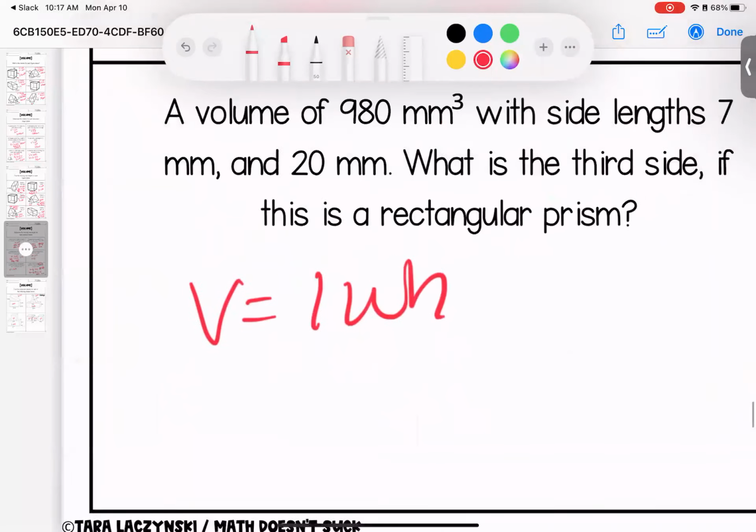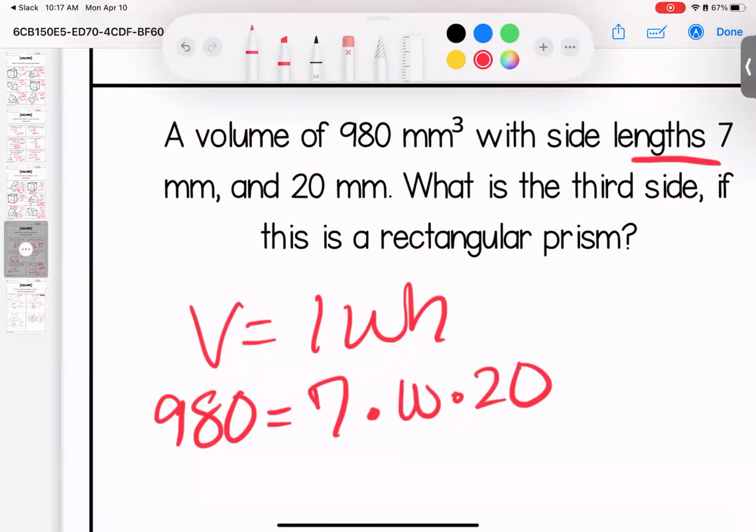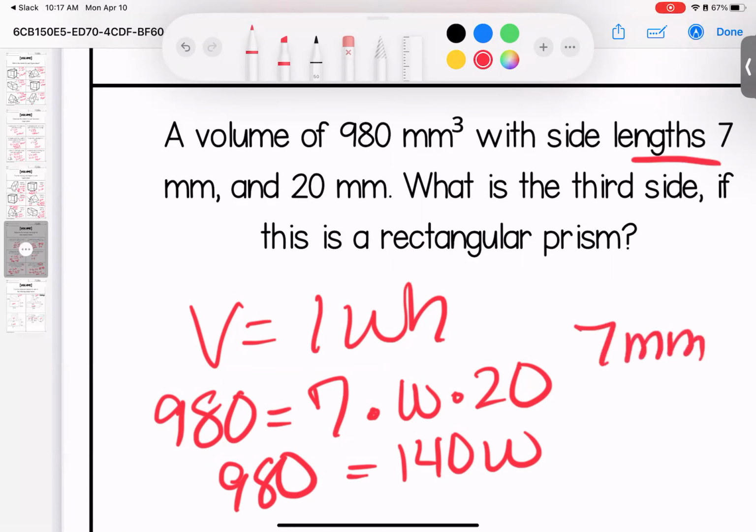Last one on this page. My volume is 980. I have a length of 7, a width that is missing, and a height of 20. So 7 times 20 is 140. W is equal to 980. When I do 980 divided by 140, I get a missing length of 7.